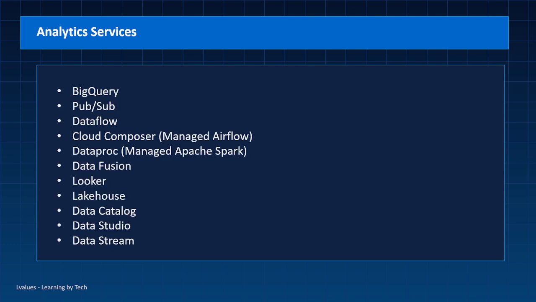Then we will move to the data analytics services. These data analytics services are very important from a data engineering point of view. You have many types of data available in the market, so how can you store that data and apply analytics on it? How can you bring, transform, and store that data into GCP?